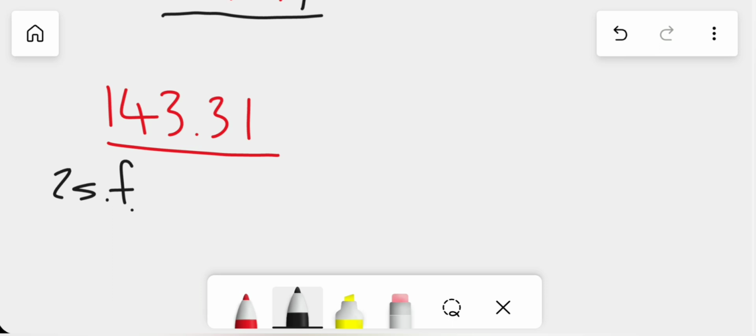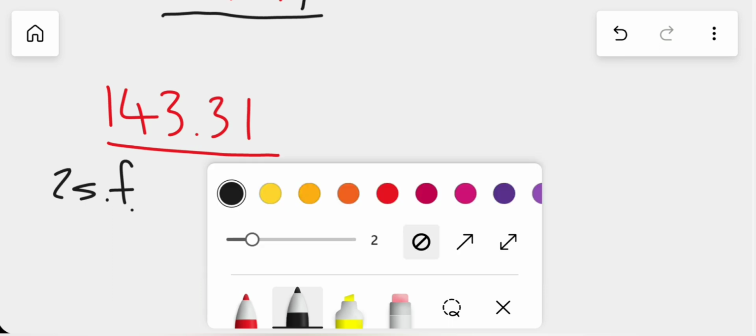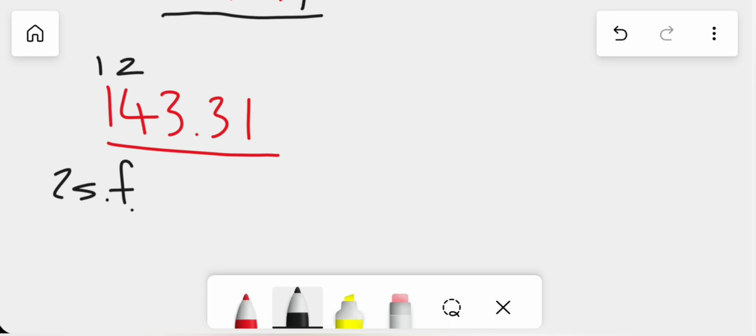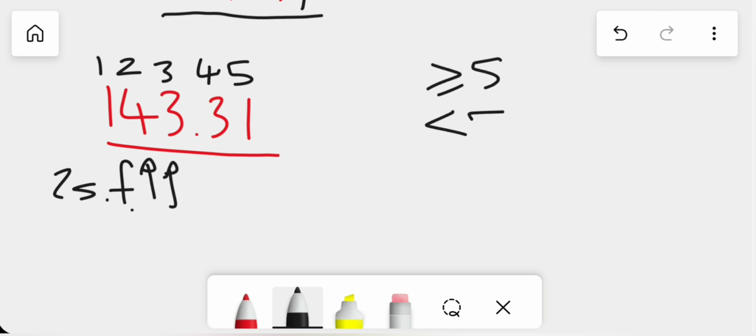So let's count them. We have one, we have a second one, third, fourth, and the fifth. The number we're interested in is the 4. And our indicator in this case would be exactly the number to the right, which is the 3. Check the indicator. Is it greater than or equal to 5, or is it less than 5? The answer is it is less than 5. So that means we will round down.